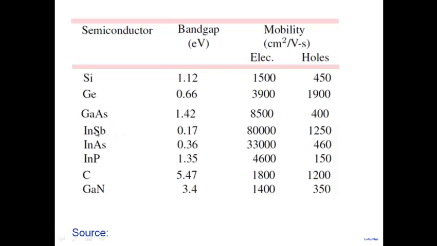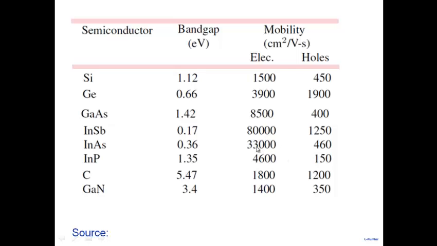Look at this one here, indium antimonide, indium arsenide, 33,000, very high electron mobility. Hole mobility, on the other hand, is still 460 here. So in all these semiconductors, you find electrons are a lot more mobile than the holes.